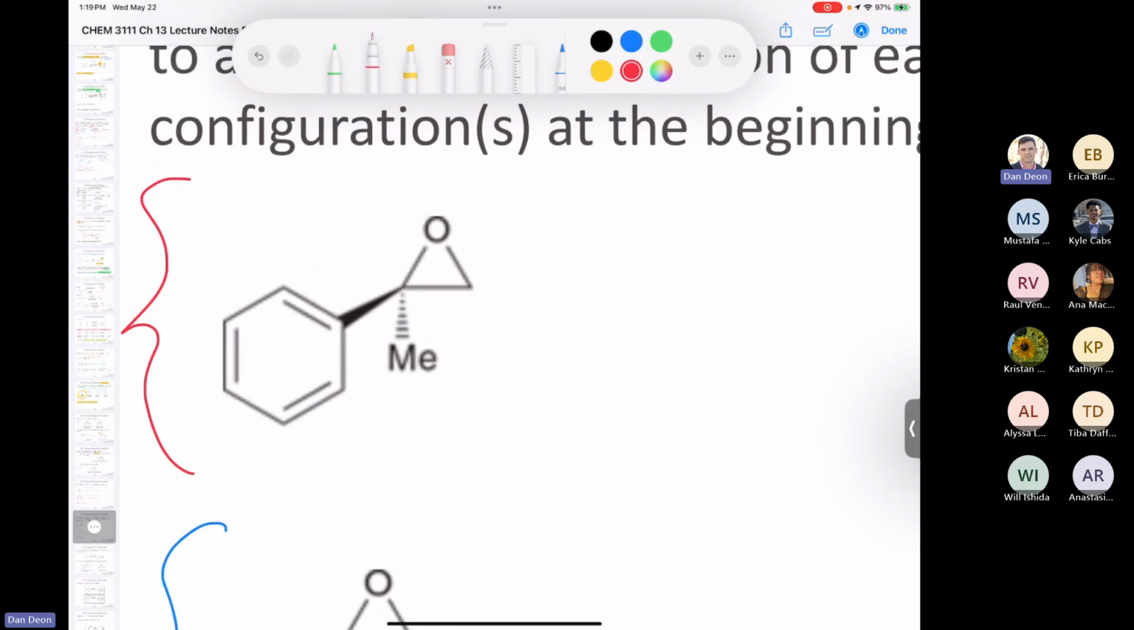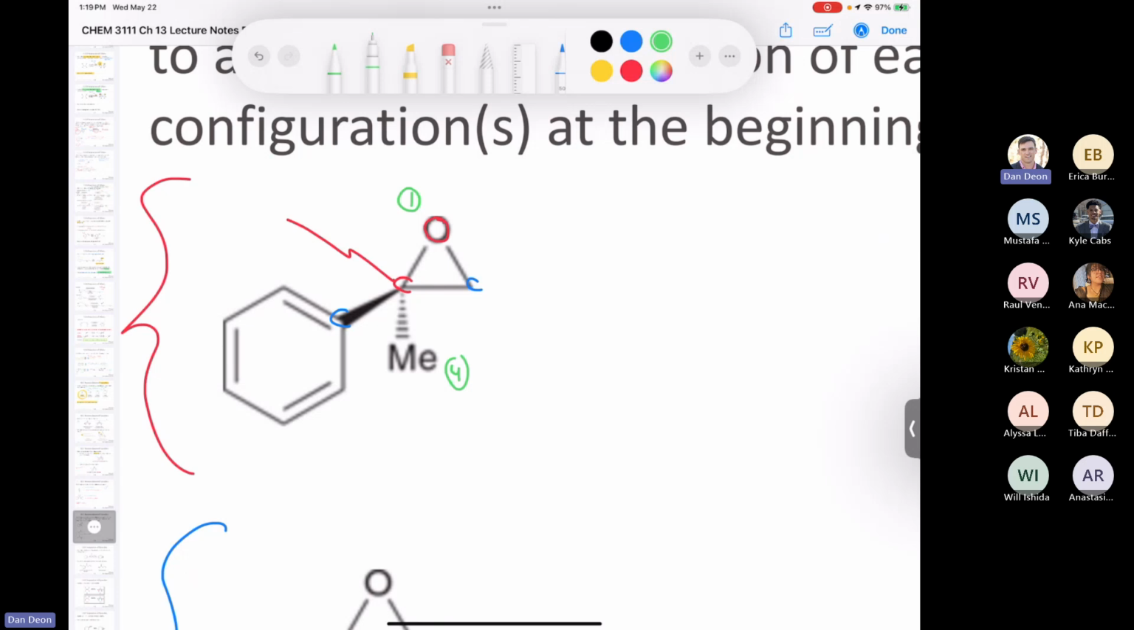Okay, so we need to figure out, is this carbon an R carbon or an S carbon? So what are we going to do? We're going to look at the carbon and look at what's attached to it. We have an oxygen, we have a carbon here, we have a carbon here, and then we have our methyl group. Now the methyl group is obviously the lowest priority because it is attached to 3 hydrogens. So I'm going to put 4 by it, and I'm going to put a number 1 by the oxygen because the oxygen has the highest atomic number.